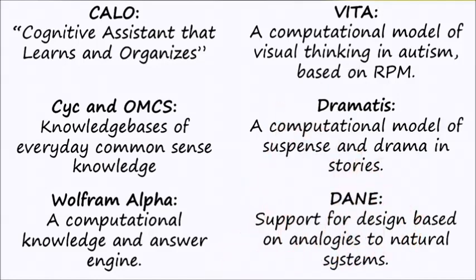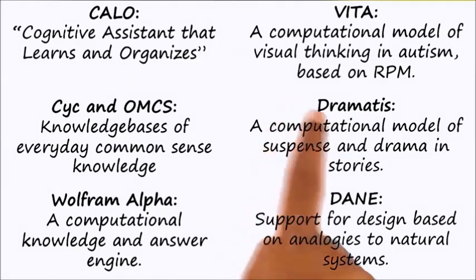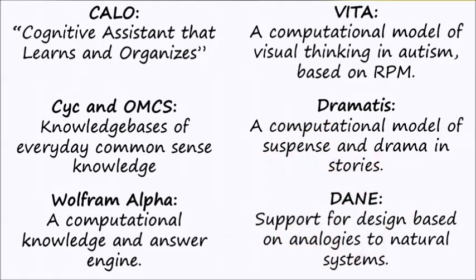Dramatis is a computational model of suspense in drama and stories. Recall that in this class we talked about a theory of humor and surprise. Dramatis tries to do the same thing for suspense. Dane is a system for supporting design based on analogies to natural systems. We had come across this idea of biologically inspired design earlier in the class, and Dane supports that kind of biologically inspired design. We have provided references to these and many other knowledge-based AI projects in the class notes. You are welcome to explore depending on your interests.